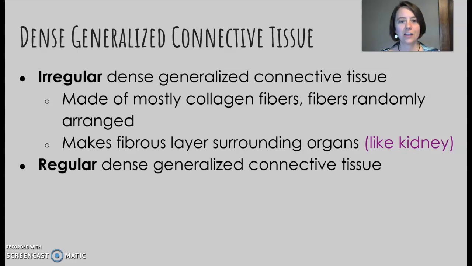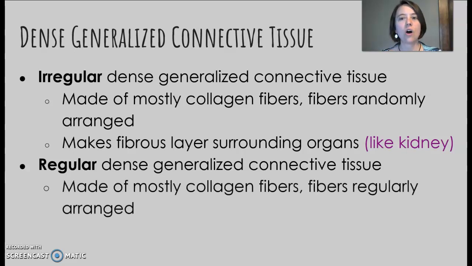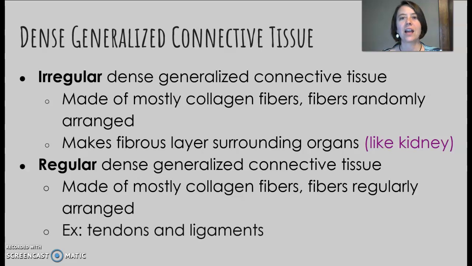And then another type of dense generalized connective tissue is regular dense generalized connective tissue, and it is also made of mostly collagen fibers, but the fibers are regularly arranged, hence the name. And where do we find this? Tendons and ligaments are both regular dense generalized connective tissue.